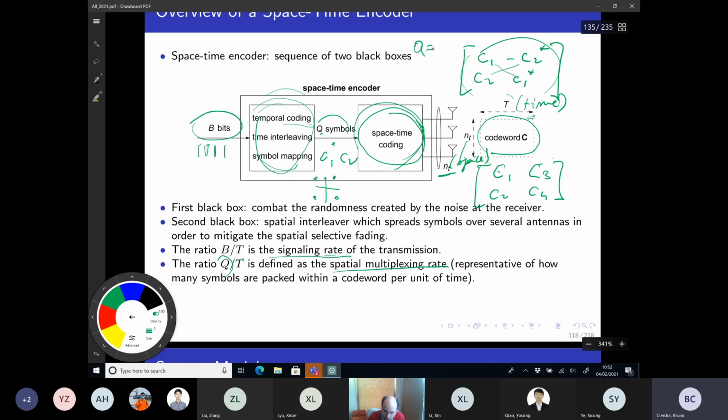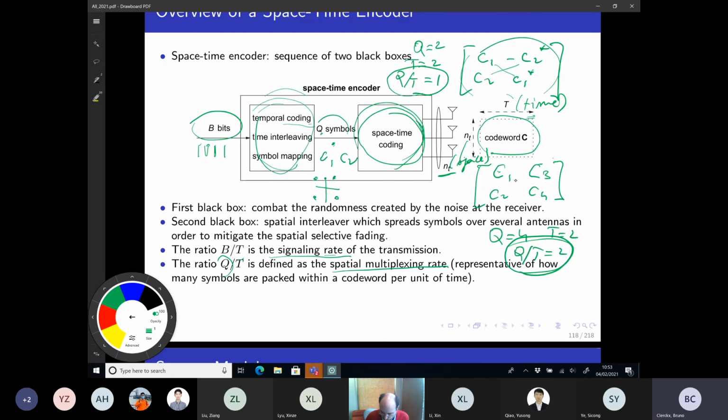For instance, for Alamouti here, Q is equal to 2, T is equal to 2. So Q over T is equal to 1. In this example here, I have Q equal to 4, T equal to 2, so Q over T is equal to 2. So my spatial multiplexing rate here is twice as large as what I have with Alamouti. So I can transmit more symbols in a limited time duration, right? So this can be interesting.